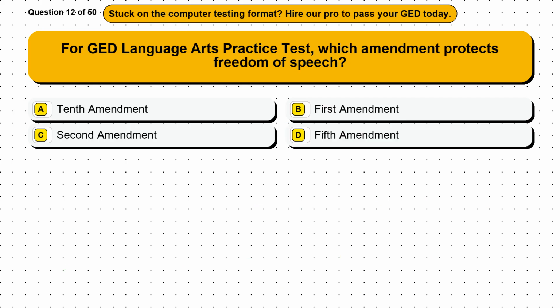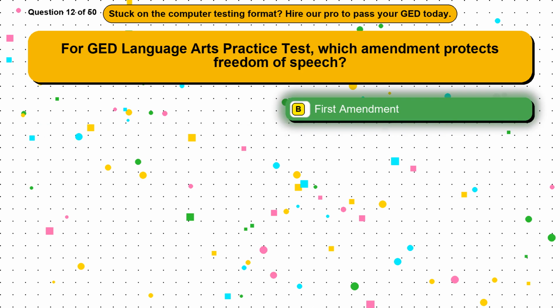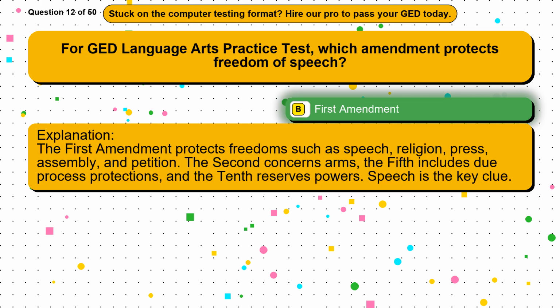Question 12. For GED language arts practice test, which amendment protects freedom of speech? Option A, 10th Amendment. Option B, First Amendment. Option C, Second Amendment. Option D, 5th Amendment. The correct answer is option B. First Amendment. The First Amendment protects freedoms such as speech, religion, press, assembly, and petition. The second concerns arms, the fifth includes due process protections, and the 10th reserves powers. Speech is the key clue.